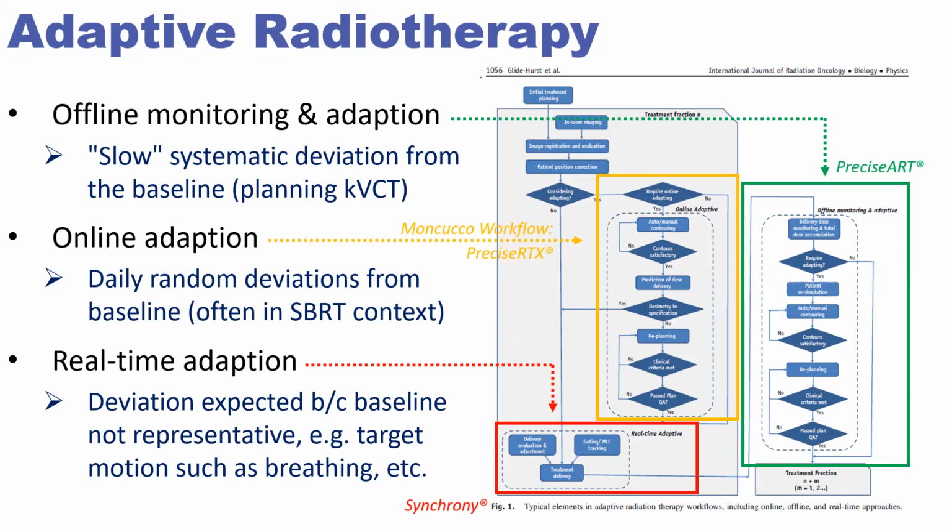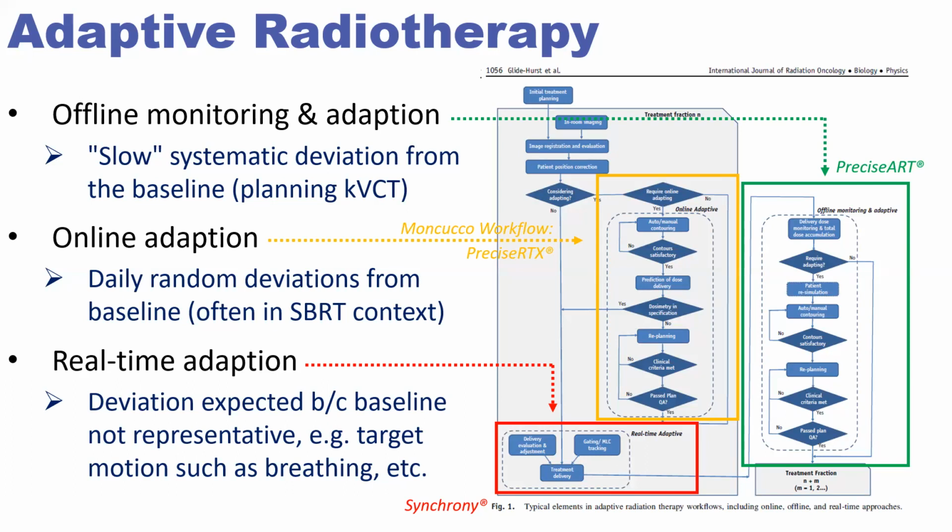You have online adaptation, so the idea is random deviations, which you're going to be correcting with the patient on the couch. And the idea is usually it's in the SBRT context because of organ at risk dose. And then lastly, your baseline KVCT really isn't representative of what you're wanting to treat. You have tumor motion, breathing, peristaltic motion. And so you're taking that into account.